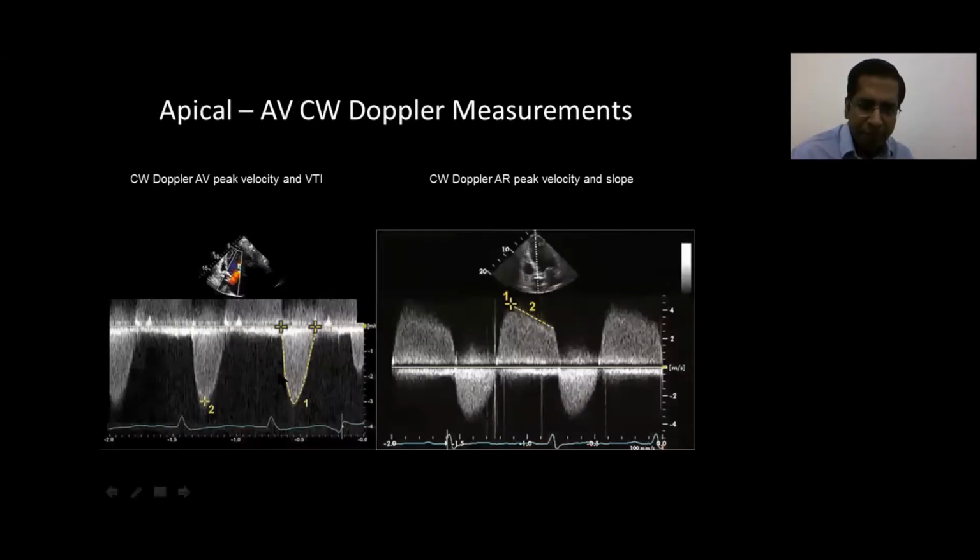So this is just the tracing of the continuous wave Doppler in a case of aortic stenosis. This I'm not really going to dwell on. This is the aortic regurgitation. Again, the slope is important when we have to assess the severity.